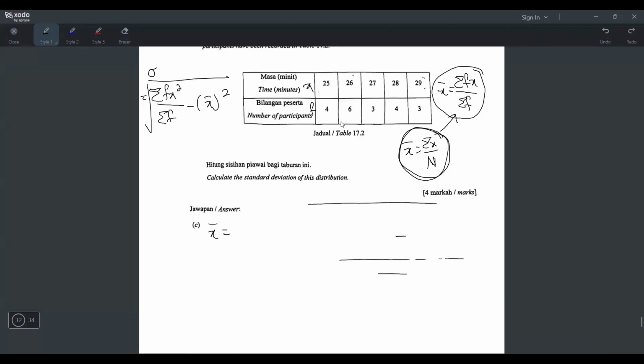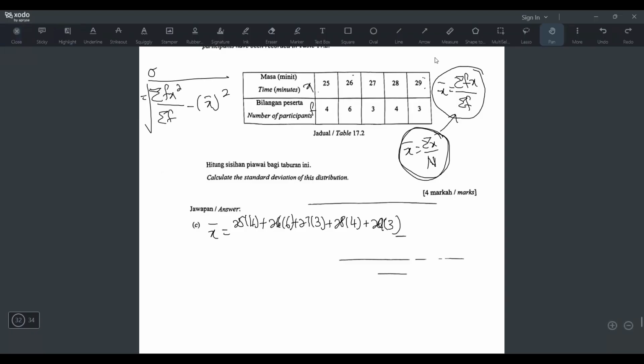This is not group data, so I don't have to find the midpoint. We just take 25 times 4 plus 26 times 6 plus 27 times 3 plus 28 times 4 plus 29 times 3, and that's all. I hope you understand why I'm finding the mean, because if you don't find the mean, you can't find the standard deviation later.